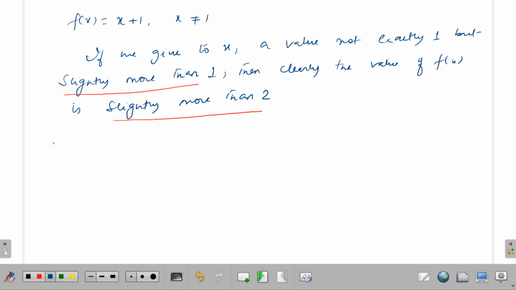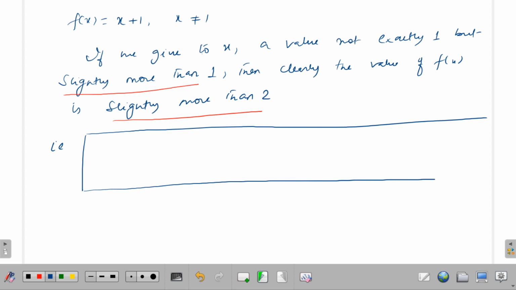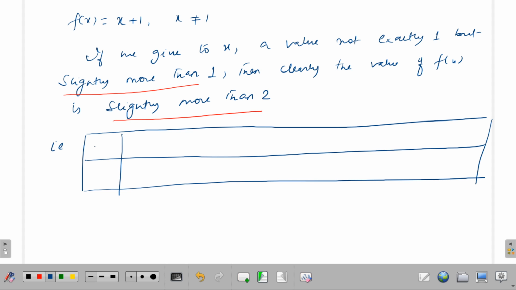Let me elaborate with a table. The first column is x and then f of x. Suppose I take the value of x slightly more than 1, say 1.1. Then the value of f of x will be 1.1 plus 1, which is 2.1, slightly more than 2. As I go on decreasing the value of x, 1.01, I get 2.01, and similarly 1.001 gives 2.001.